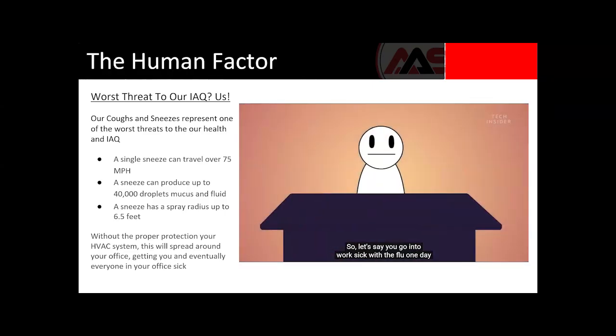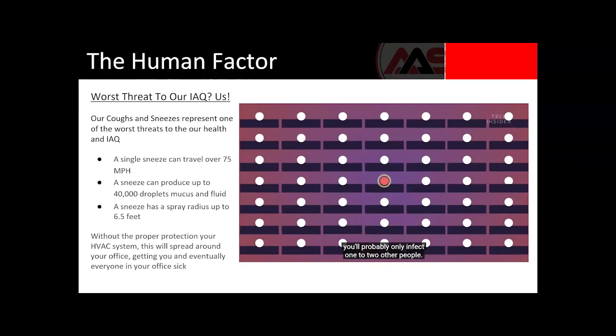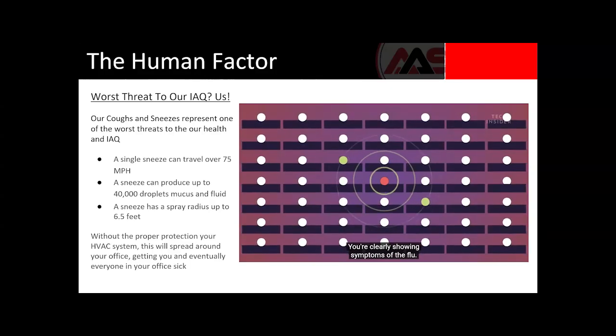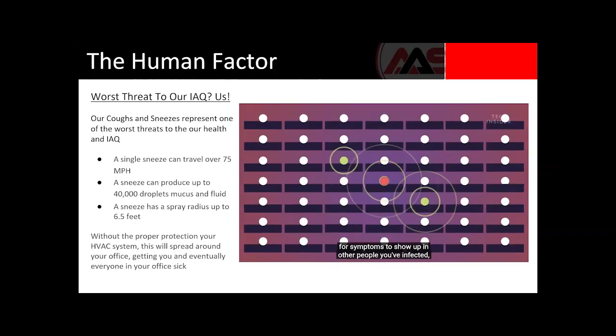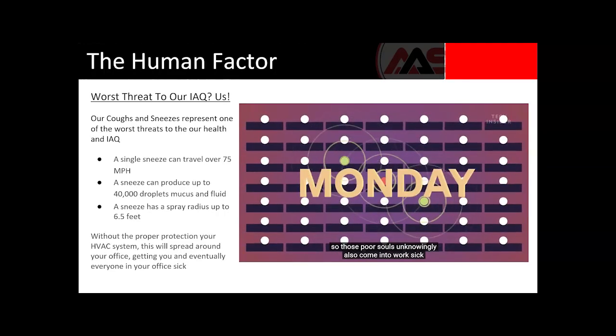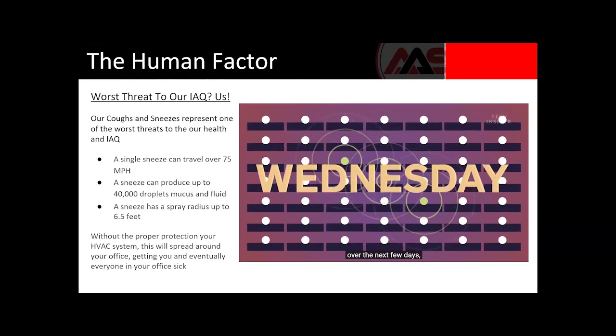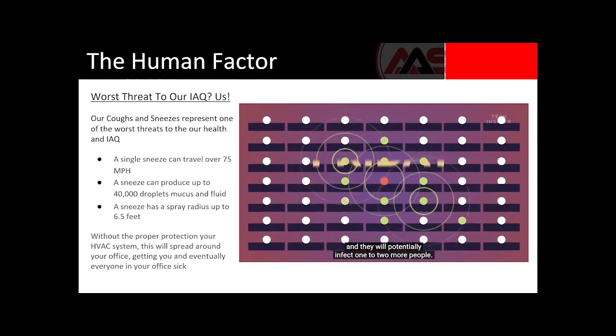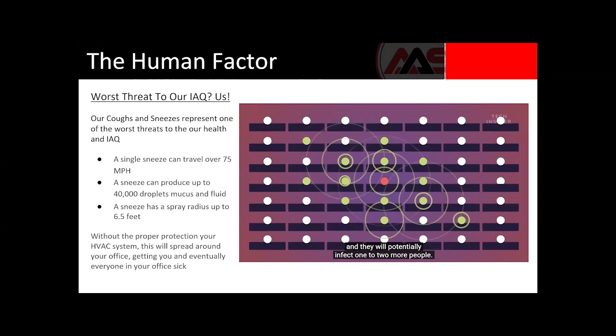So let's say you go into work sick with the flu one day, and you start to sneeze. Now, according to one study, you'll probably only infect 1 to 2 other people. You're clearly showing symptoms of the flu. However, it's going to take a few days for symptoms to show up in other people you've infected. So those poor souls unknowingly also come into work sick over the next few days. And they will potentially infect 1 to 2 more people.